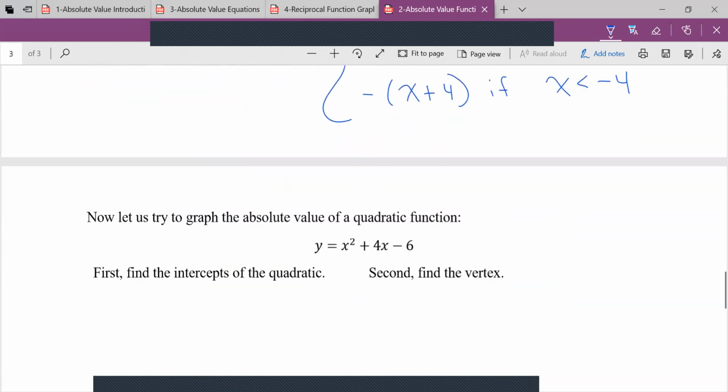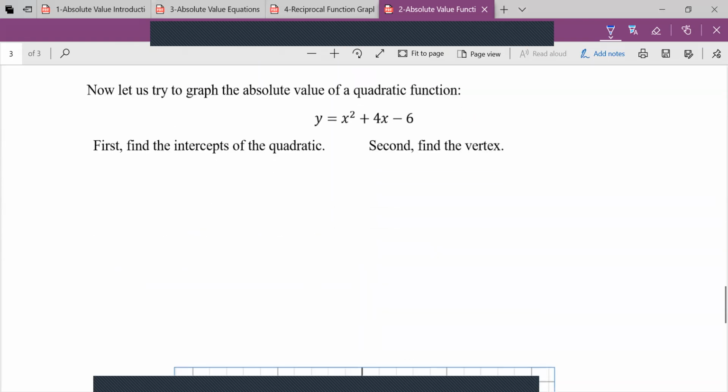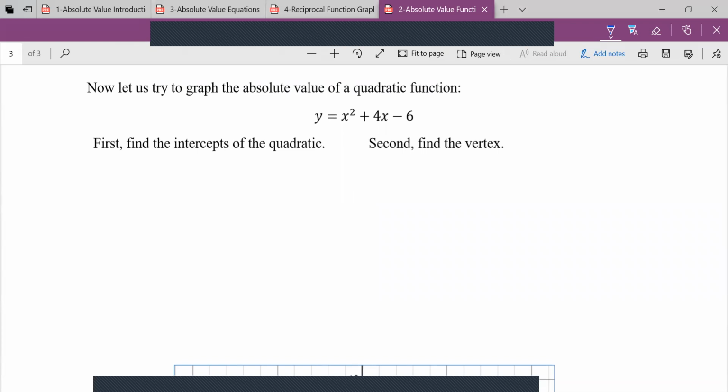Let's try another one here. Let's look at this quadratic. y is equal to x squared plus 4x minus 6. You know what I'm going to do on the fly? I'm going to change that -6 to a -5, okay? That'll just make it a lot easier, trust me. Just notice I made that error.